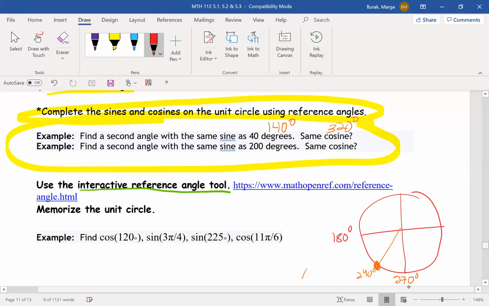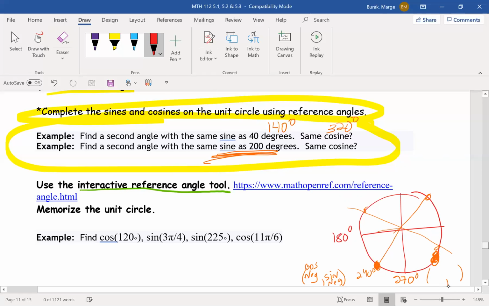240 degrees. Now, my cosine is negative and my sine is also negative, remember? So cosine is negative and sine is negative. If they say they want the same sine, then I need, remember, here's my 4 angles, I need one with the same sign. So that's going to be this one over here. It's going to also have a negative sign.